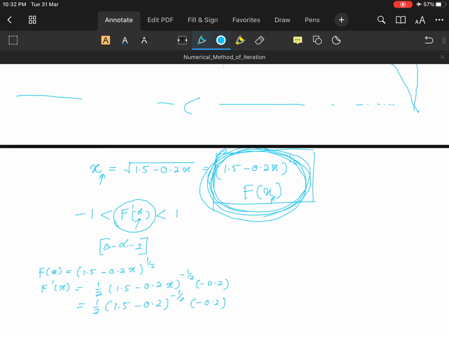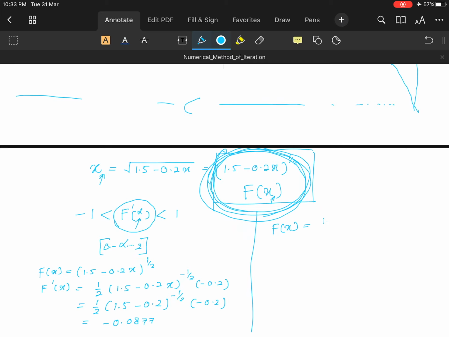Hold on, let me find a calculator and do this calculation. So you have this equals negative 0.0877.